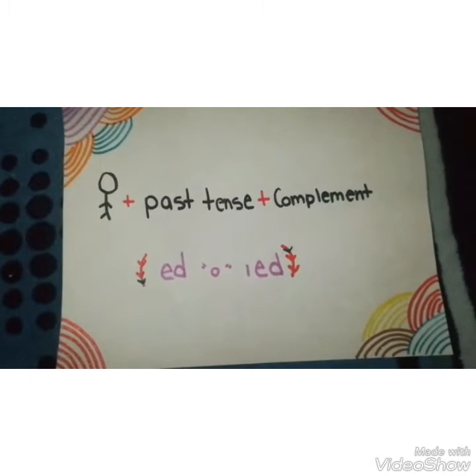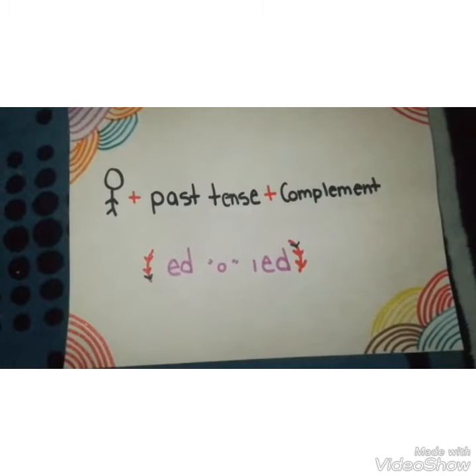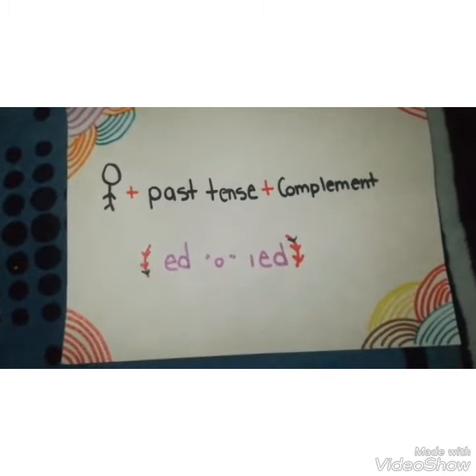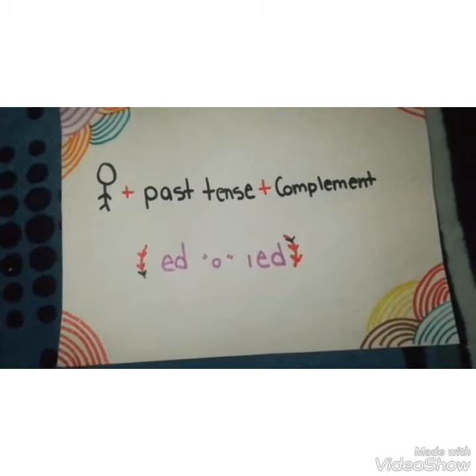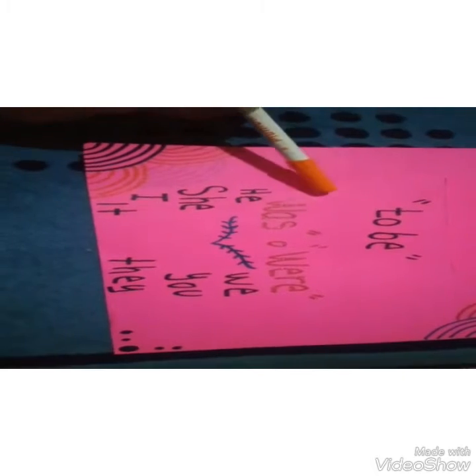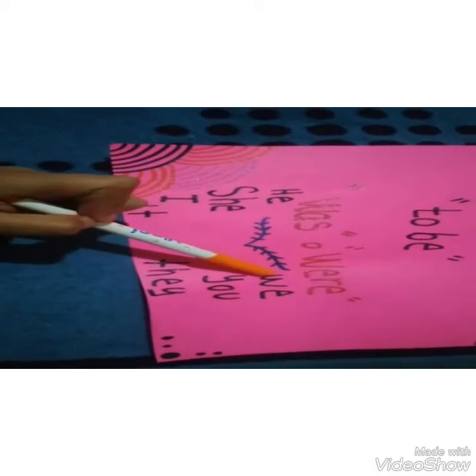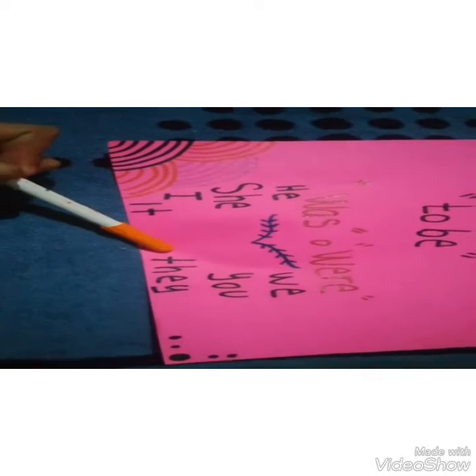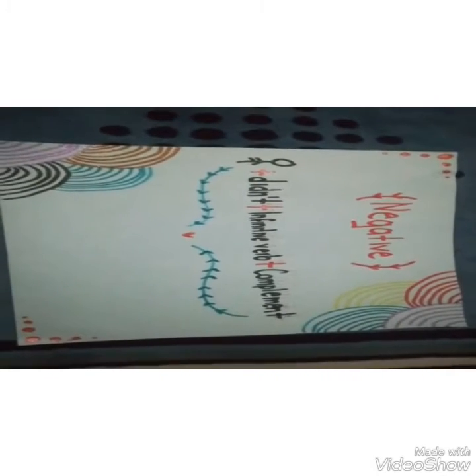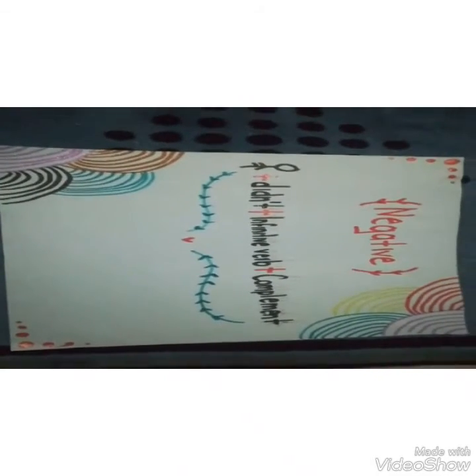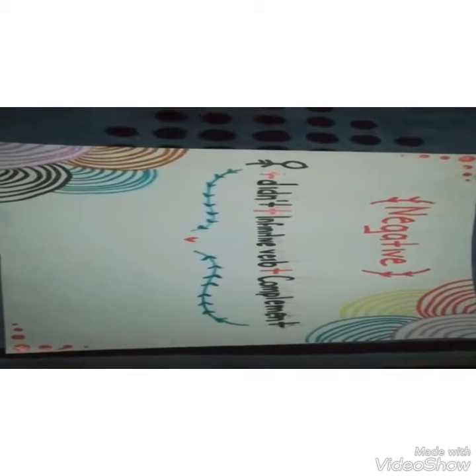It must be clear that there are two types of verbs, regular and irregular. It should be noted that the verb to be in simple past is was for I, he, she, it; were for we, you, they.